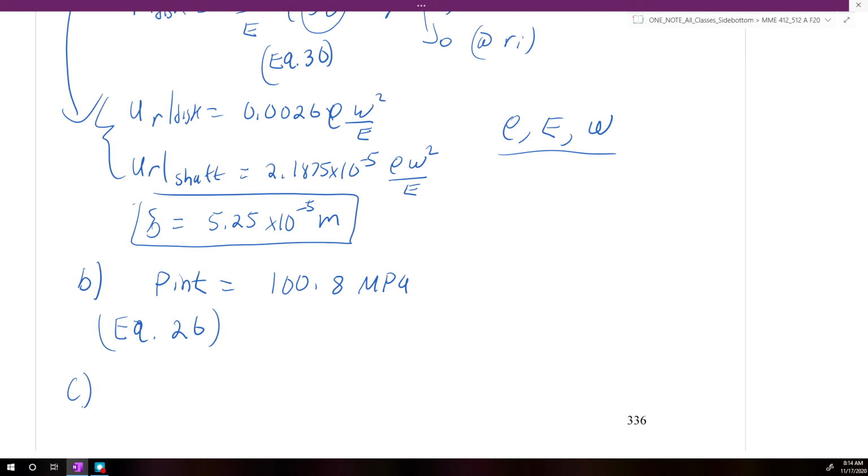One last thing. To find sigma r and sigma theta, in this case, we just need to use equations 12 and 13 to solve for sigma r and sigma theta due to our pressure.